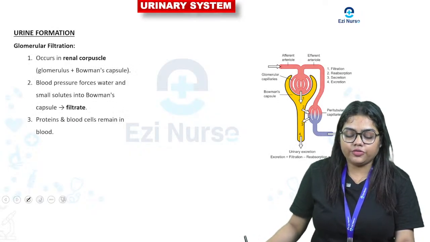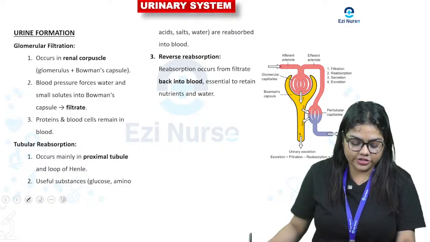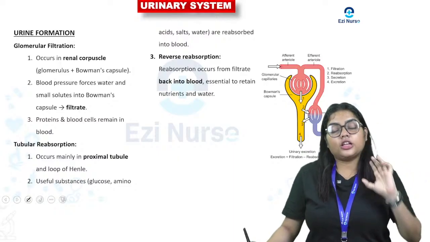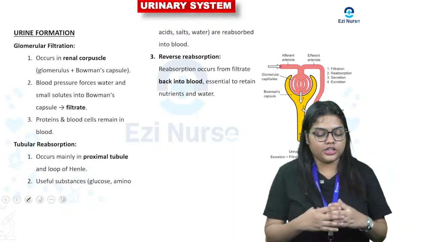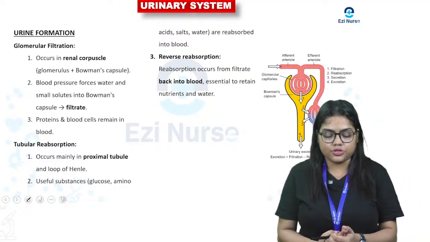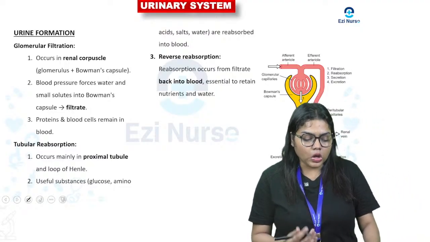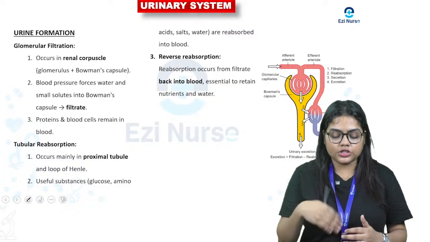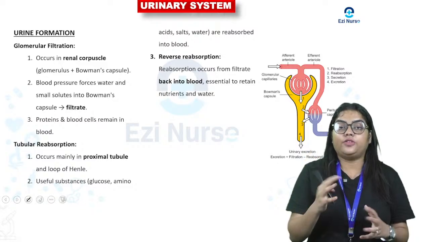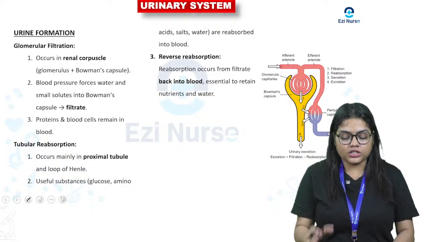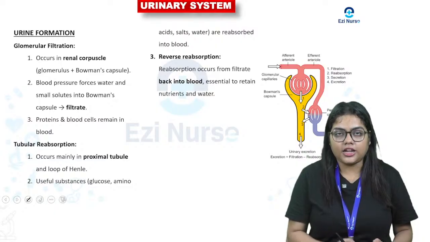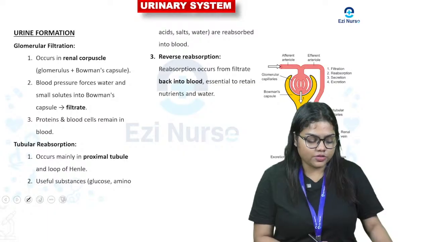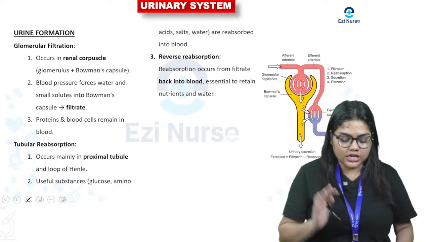So now we will see how urine will form. First glomerular filtration, then tubular reabsorption and secretion. So in the glomerular filtration what will happen? The renal corpuscle, glomerulus and Bowman's capsule are involved. Okay, then the blood pressure forces the water and small solutes into Bowman's capsule and it will filtrate. The proteins and the blood cells will remain in the blood and the other waste products will be thrown to the urine. Okay, the tubular reabsorption occurs mainly in the proximal tubule.